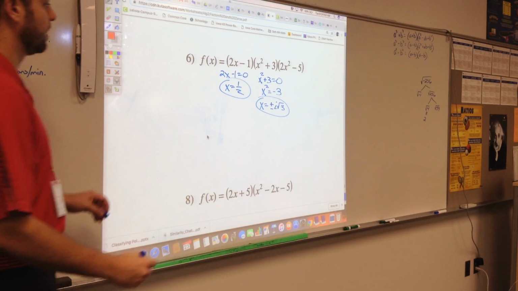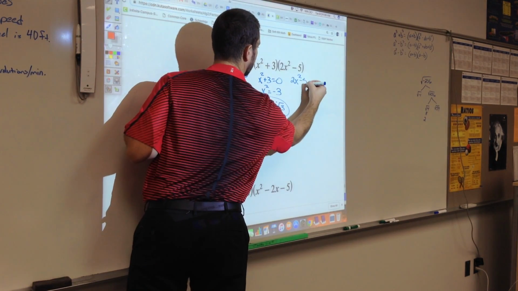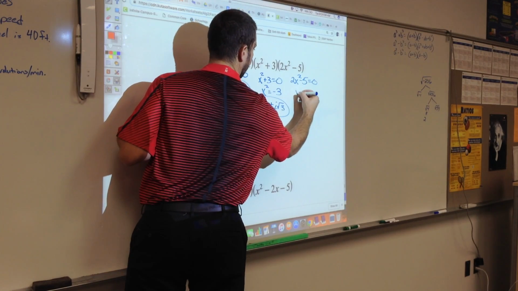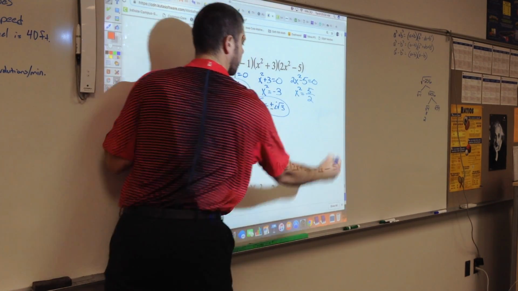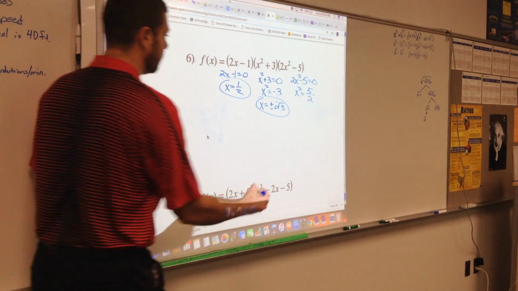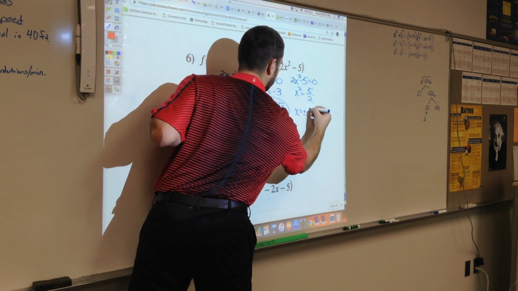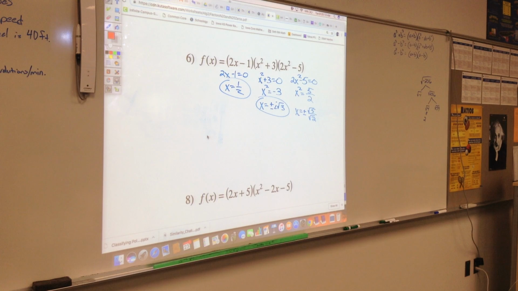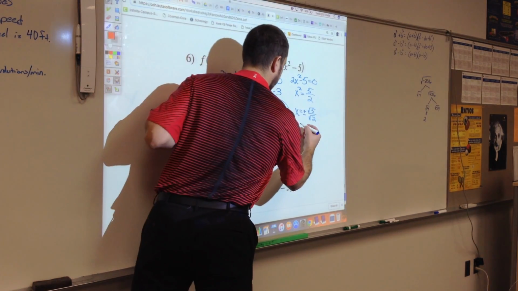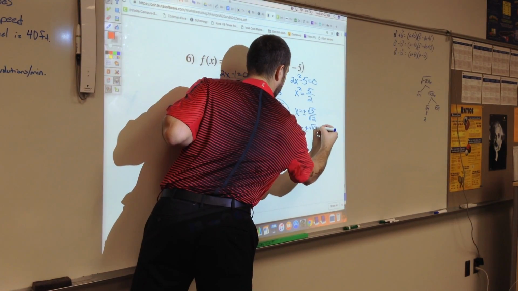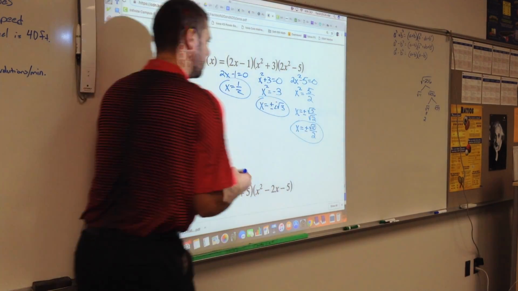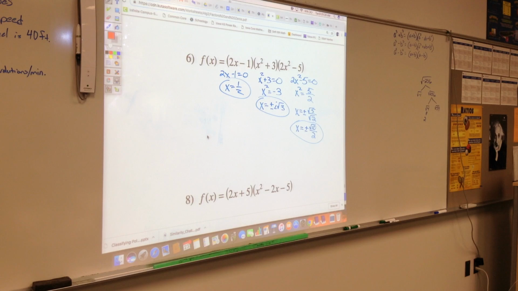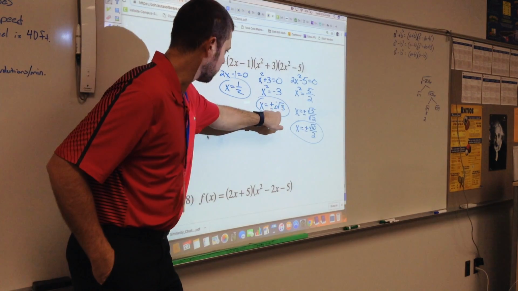And then, how about the last one? Square root of 5 over 2. Add 5, divide by 2, and square root, plus or minus the square root of 5 over the square root of 2. Multiply by radical 2 over radical 2, and you get radical 10 over a regular 2. So how many zeros did that polynomial actually have? 5 of them. 1, 2, 3, 4, 5.